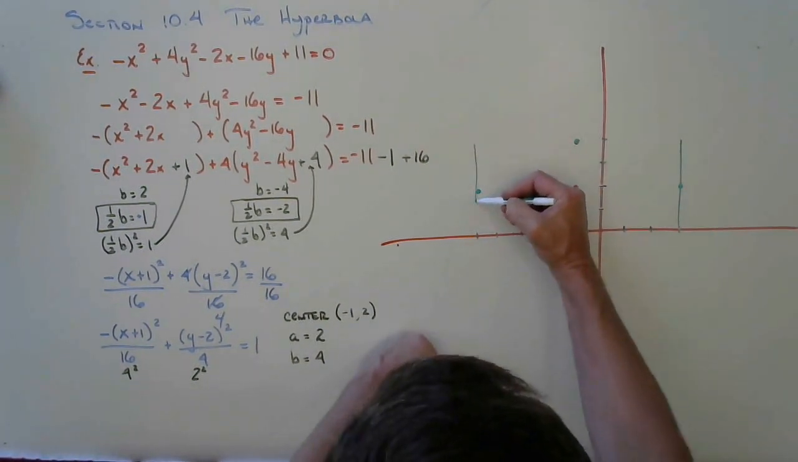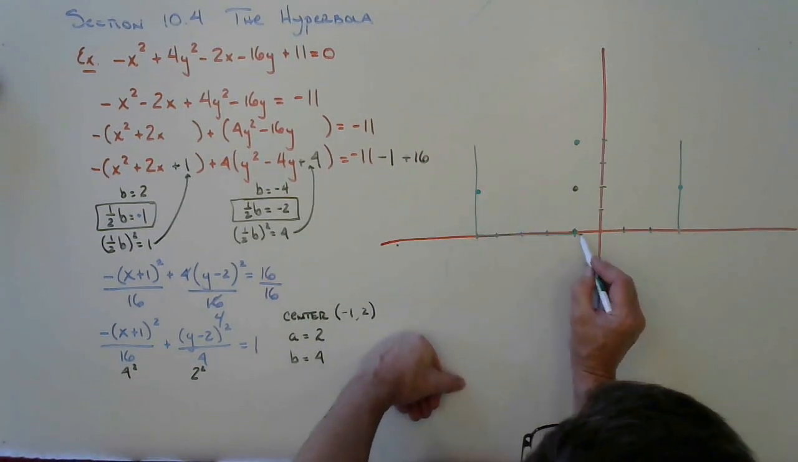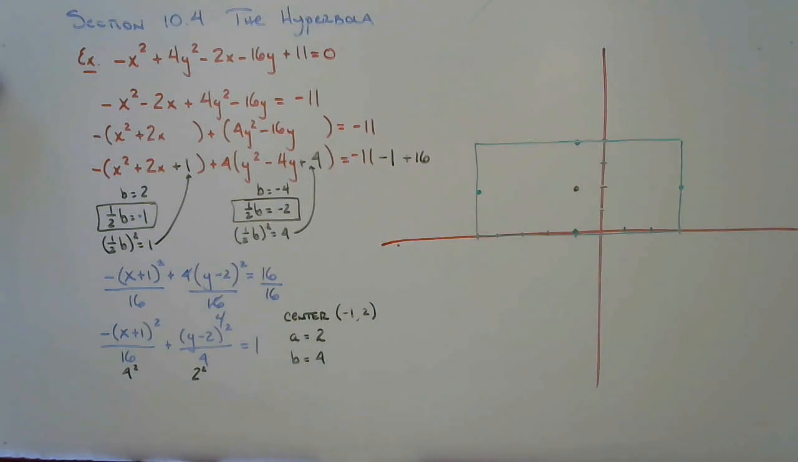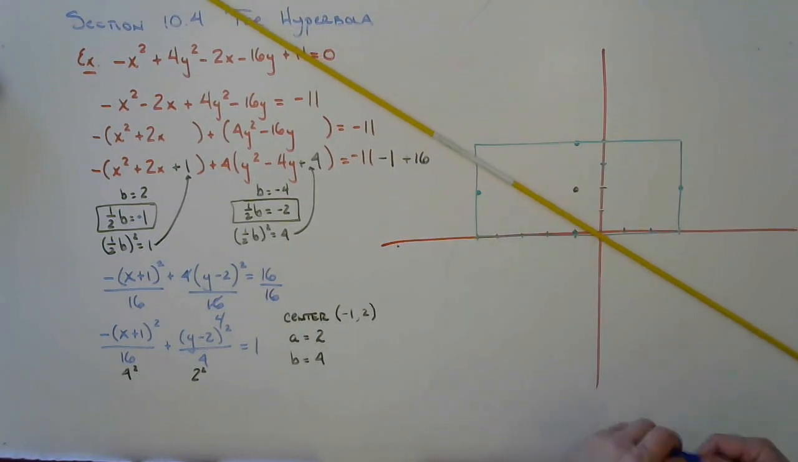Now remember, we're drawing the box so we can draw our asymptotes. Now I've got my box. So I need my asymptotes, and I draw the diagonals of my box to get my asymptotes.